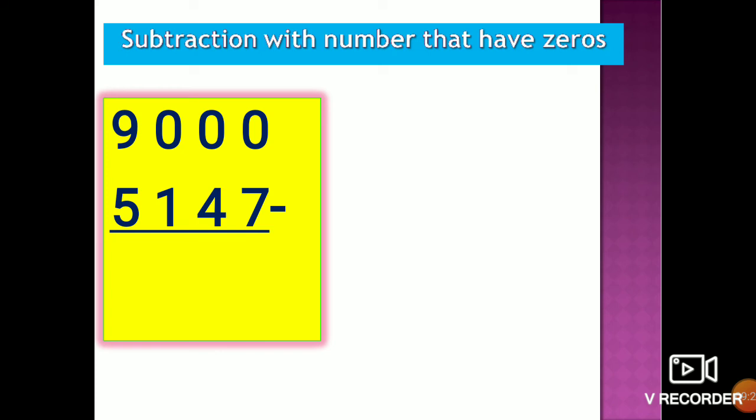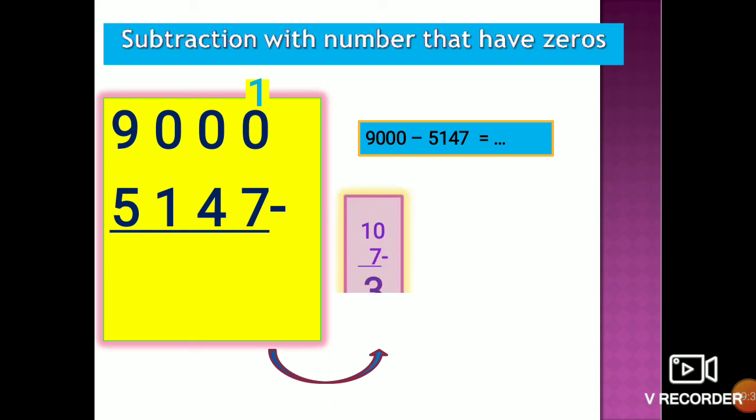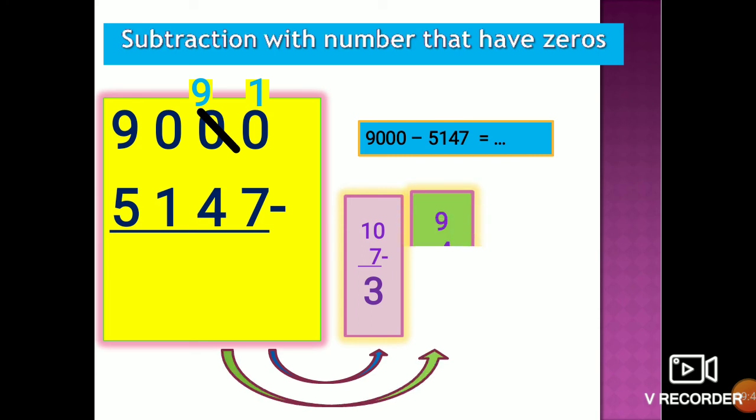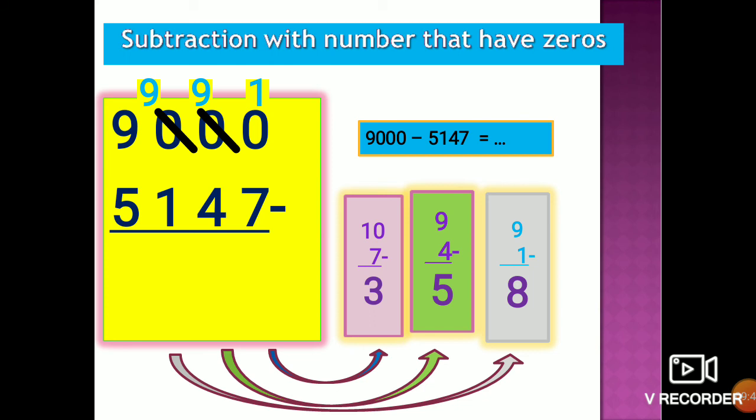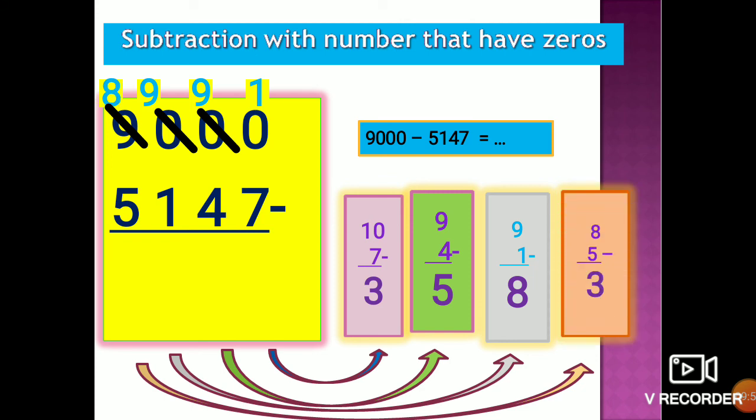Let's try again. 0 minus 7 equals? No, we cannot. So we need to borrow 1. So becoming 10 minus 7 equals 3. Now 0 changes into 9. 9 minus 4 equals 5. And then 0 again changes into 9. 9 minus 1 equals 8. Now 9 already changed into 8 because we already borrowed for the next number. So 8 minus 5 equals 3.